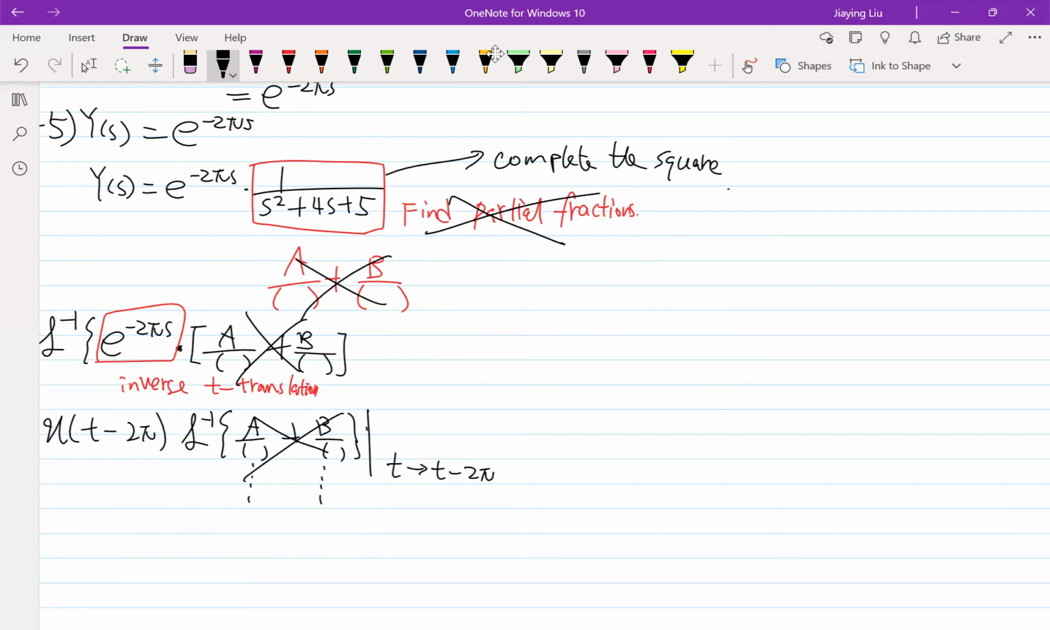Yeah, good point. Very good. Excellent point. Thank you for pointing that out. Any other questions on this, on the homework problems?